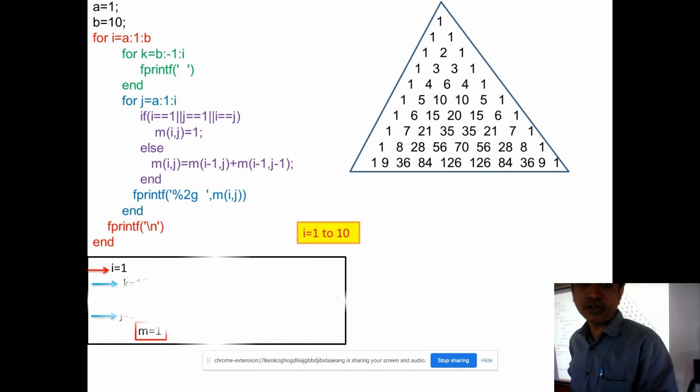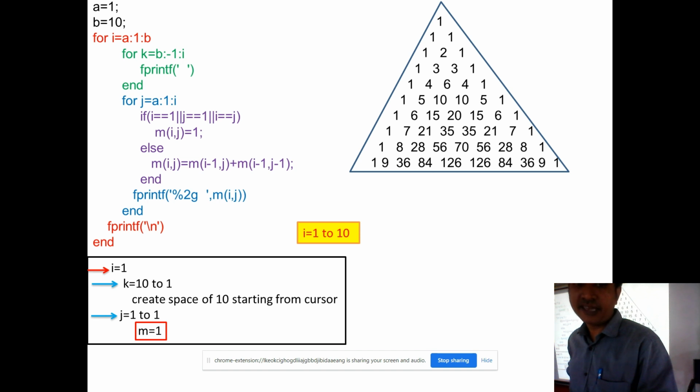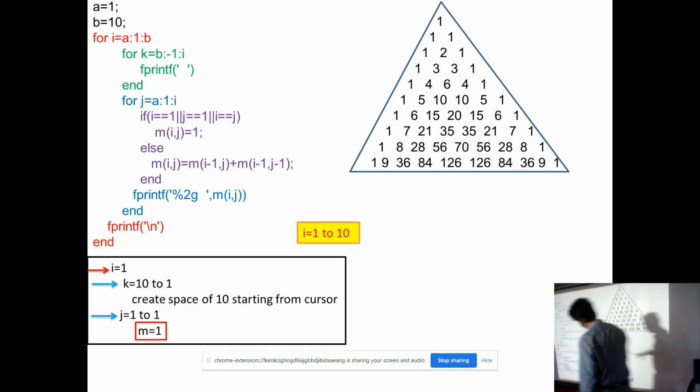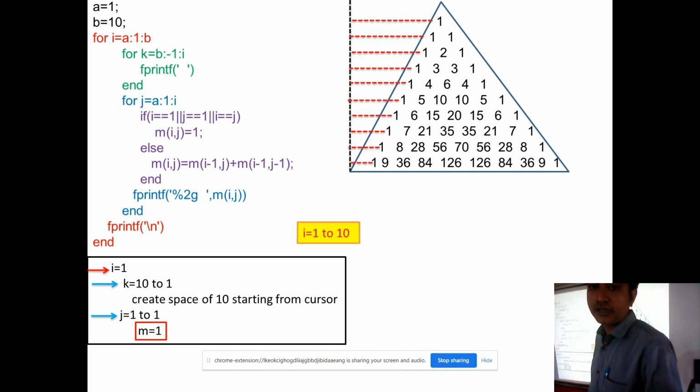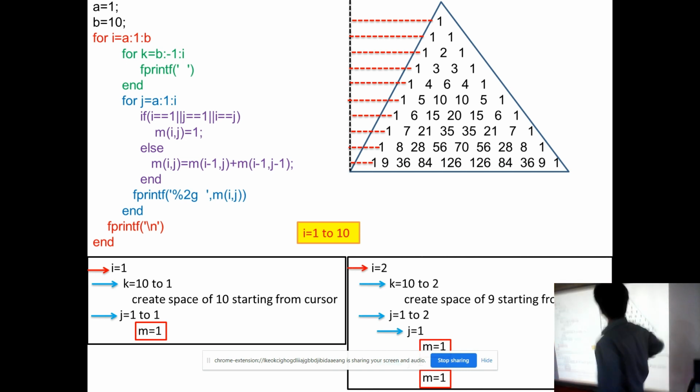See, this is what I have written for the logic. When i equals 1 to 10, so when i equals 1, what is k? It creates a space of 10 from the cursor, every time I run it. Just look at the extreme left of the cursor, how many spaces are created. For the next time, the space should be less by 1. Next will be less by 1. Next will be less by 1. In that way I have reduced the space such that it follows a triangle shape. That is the sequence.